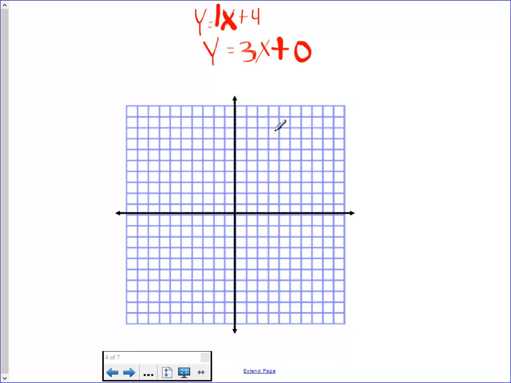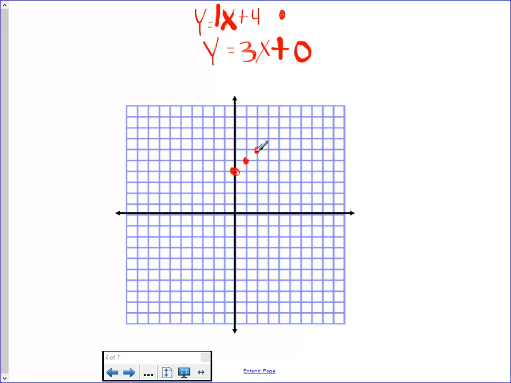That's a compass. All right, looking at my top equation, someone tell me what I need to do first. 4. 1, 2, 3, 4. Right there. What's my slope on my first equation? 1 over 1. Up 1, right 1.